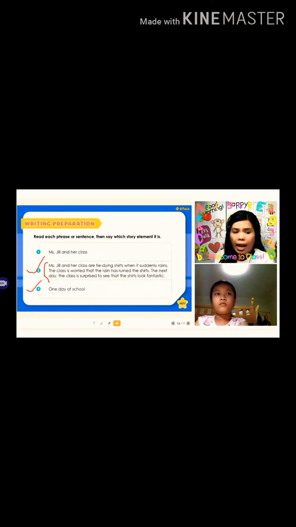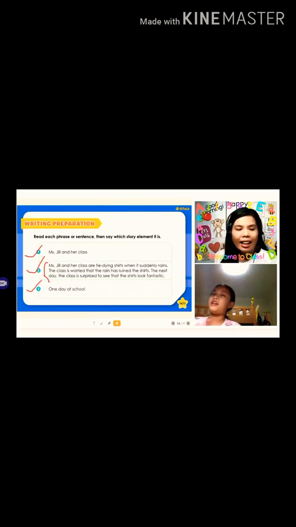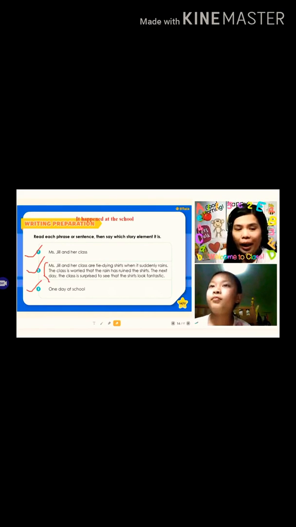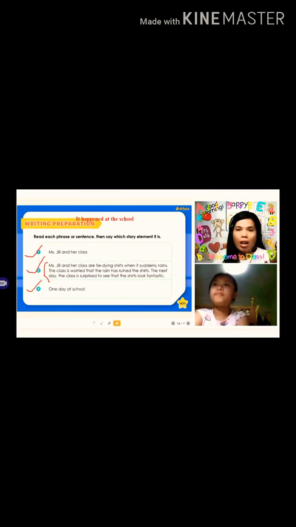And how about the setting? Where did it happen? What place? Next day, the children went to the school. Yes. The surprise shirts. Yes, it happened at the school. Okay, so they were making tie-dye at the school. Okay, so that is the setting, the place where the event or story happened. It happened in the school.